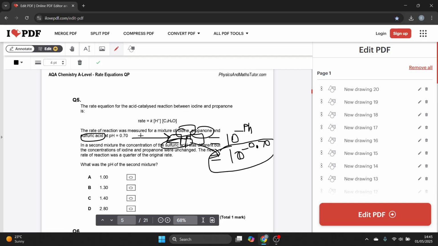Well, I found out the concentration of H plus ions, and I know in the second mixture, the concentration of the sulfuric acid was different, but everything else was the same, and the rate was now a quarter of the original rate. What was the pH of the second mixture?